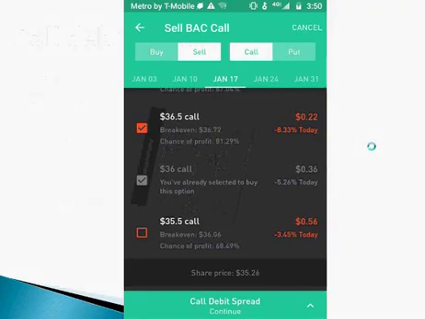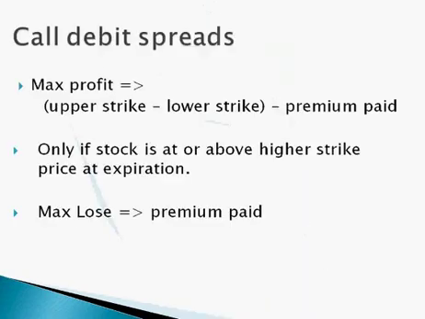Let's look at an example. If I believe Bank of America is going to go to $36.50, if it goes above that point, then I can place a call debit spread. So I buy the $36 call and then I sell the $36.50 call. The maximum profit is going to be the upper strike price minus the lower strike price, minus the premium paid.